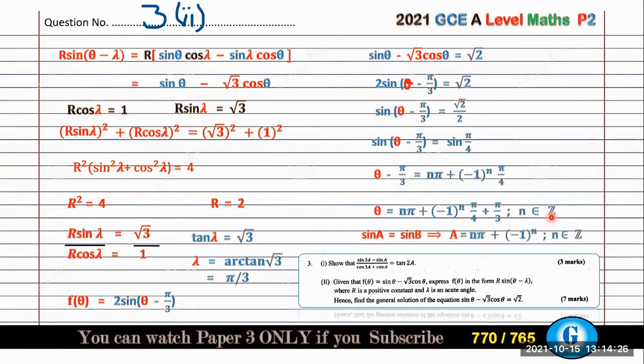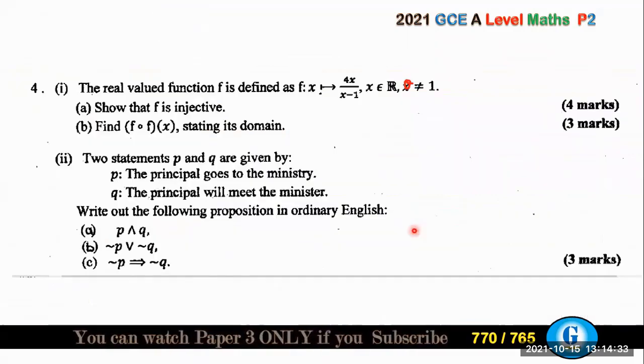Okay. So this is the shortcut for sine A equals sine B. This is what you use to solve when you have sine A equals sine B.